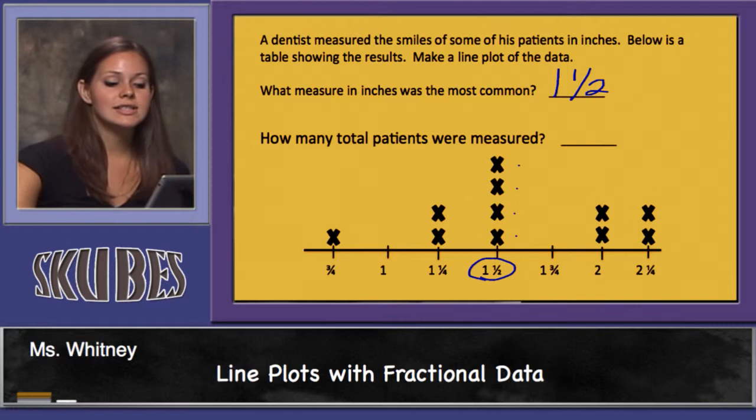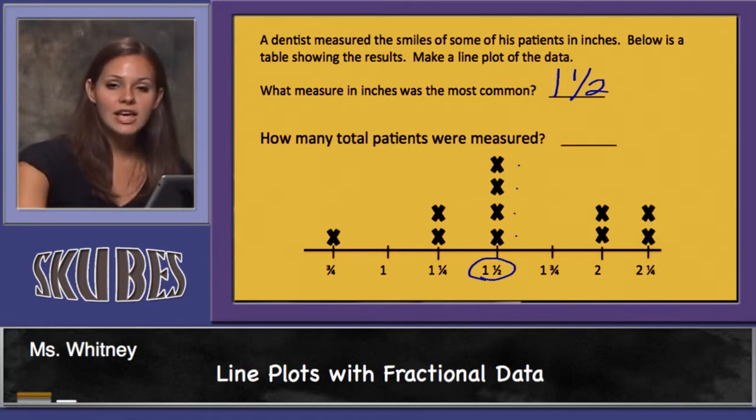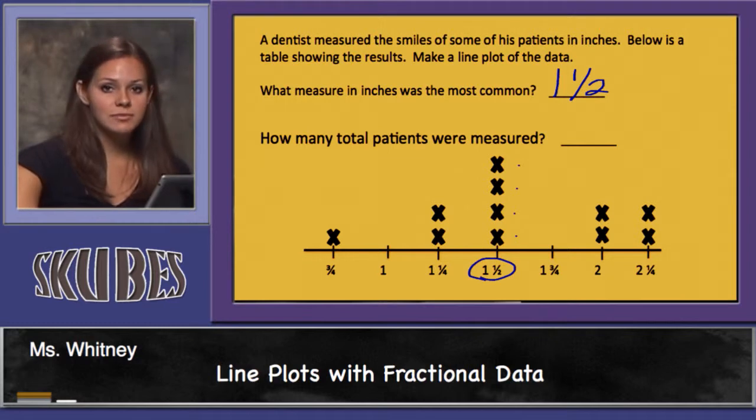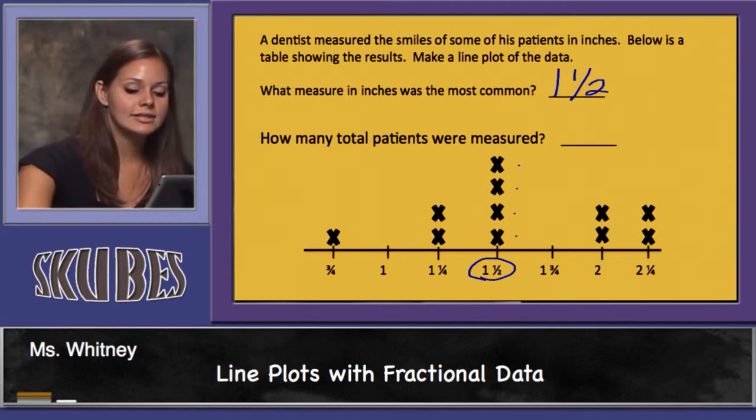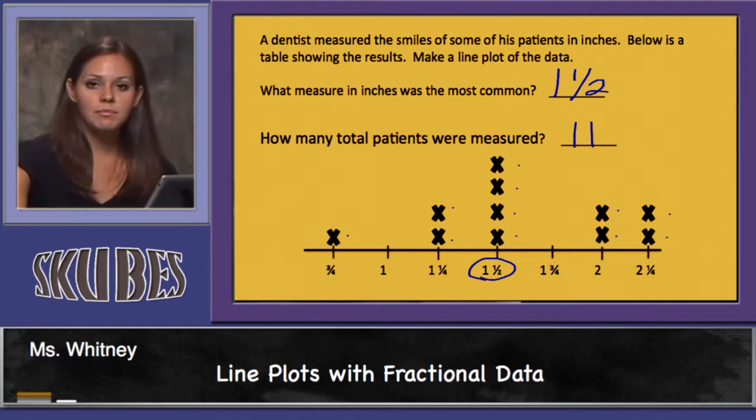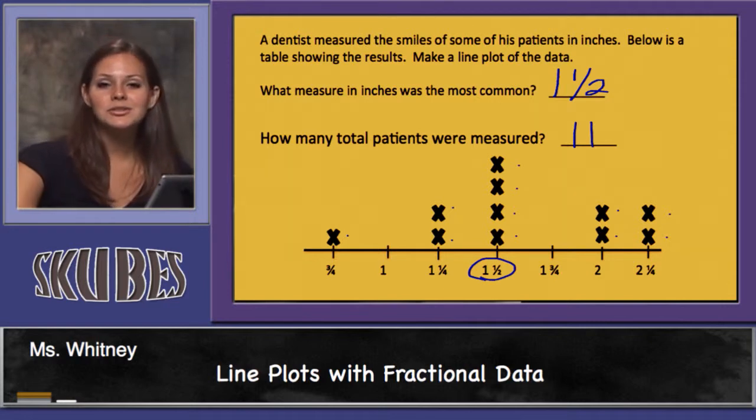The next question says, how many total patients were measured? Each X represents a patient's measurements, so I'll count the number of X's. I have 1, 2, 3, 4, 5, 6, 7, 8, 9, 10, 11. 11 total patients were measured. And this concludes our lesson on line plots with fractional data.